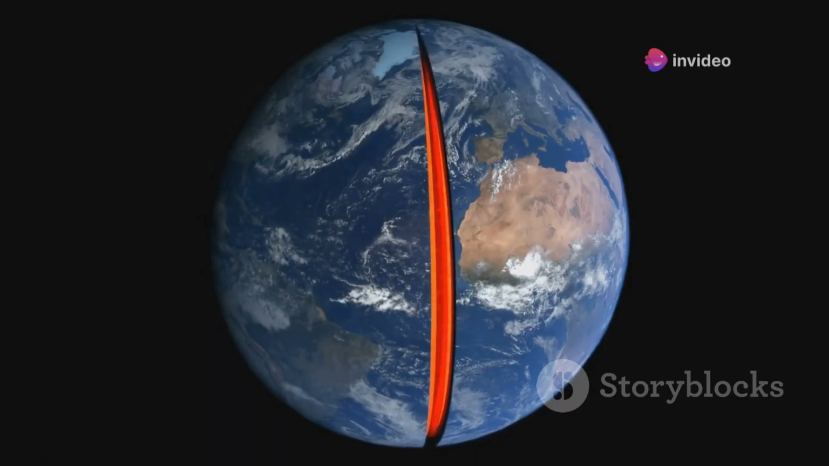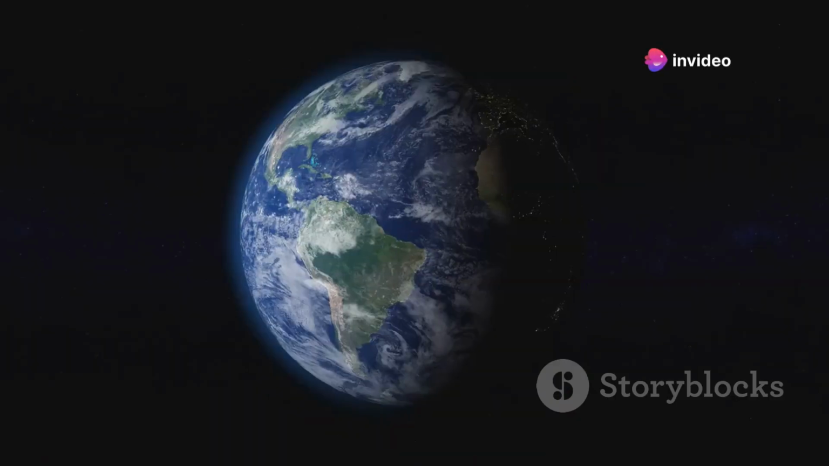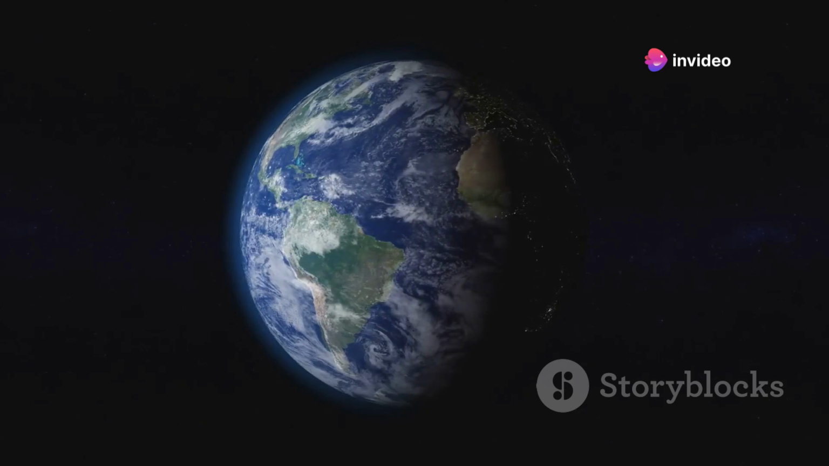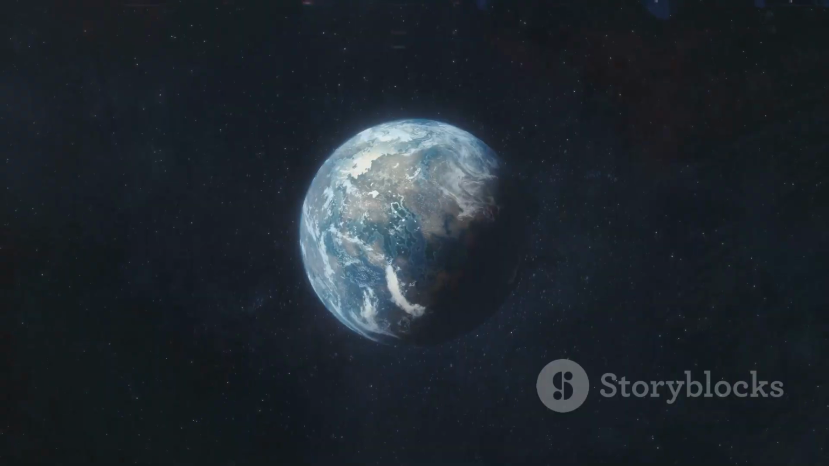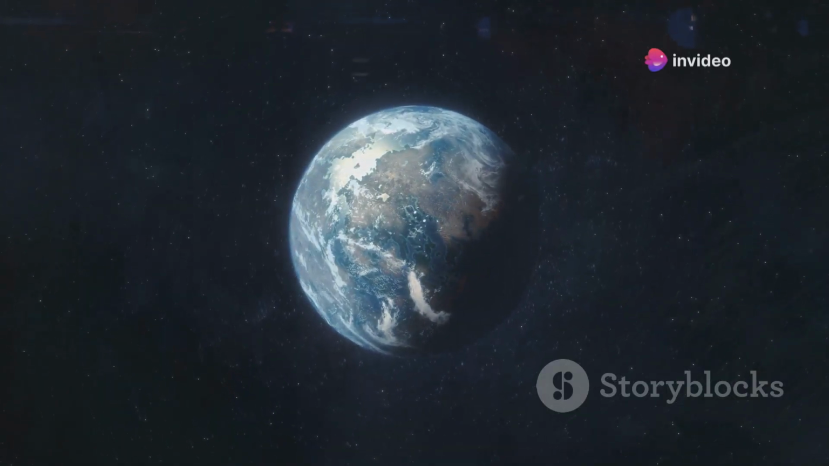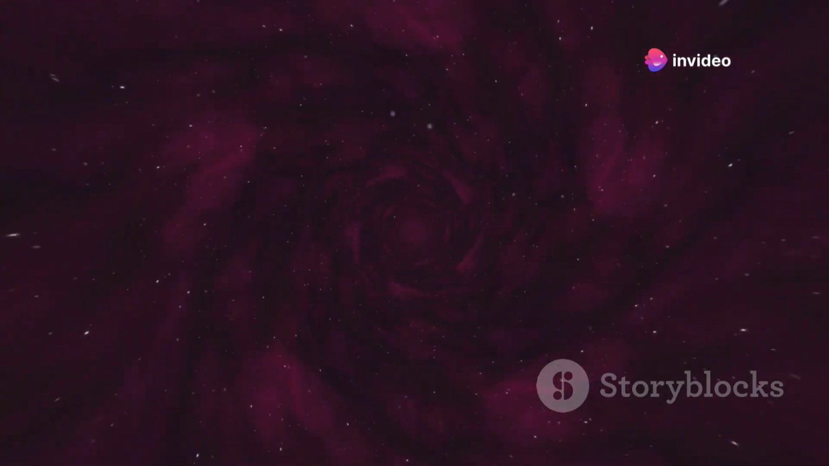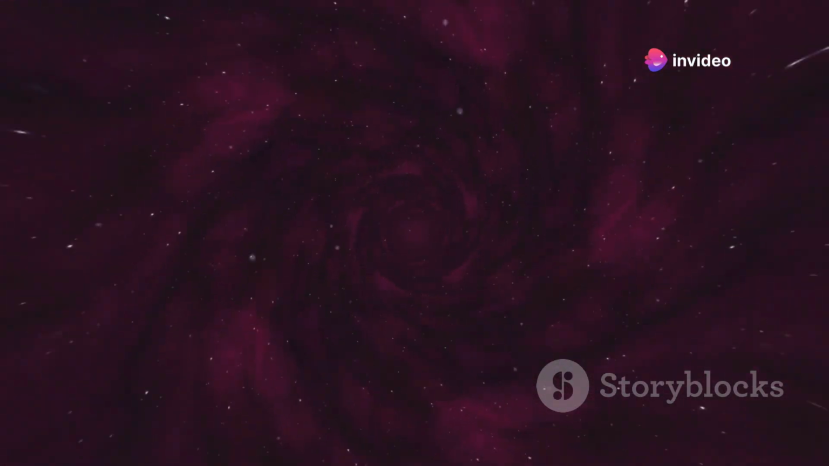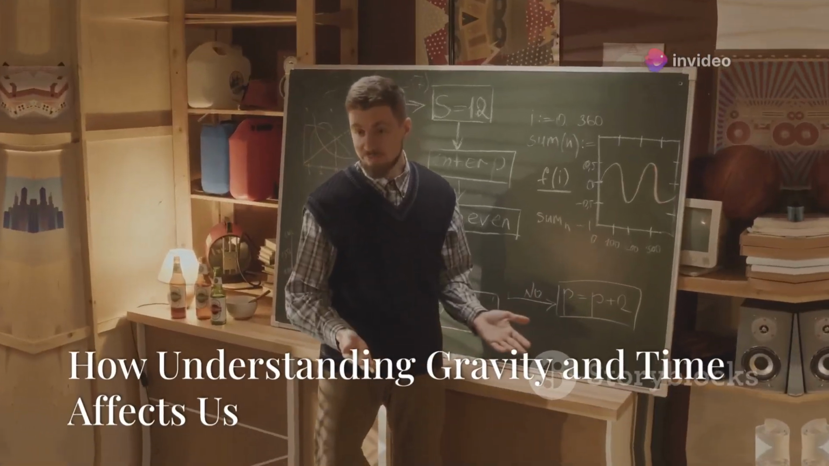Another interesting fact involves the center of the Earth. Time moves slower at the core compared to the surface. The intense gravitational pull at the core causes this effect. If you could live at the Earth's core, you'd age more slowly than someone on the surface. These facts show how gravity and time are woven into the very fabric of our existence.